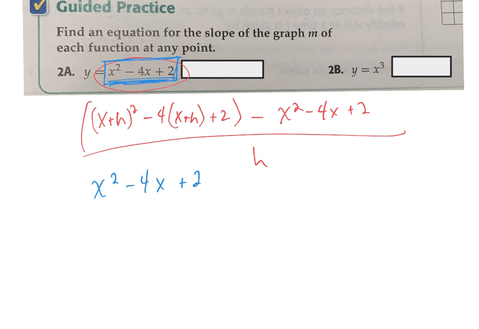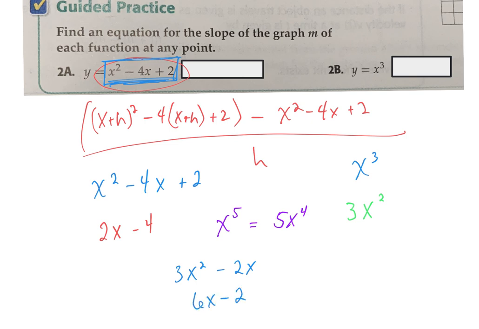I happen to know what this is going to be if I do this whole thing out. It's going to be 2x minus 4. I know that's what it's going to be. Let's look at the next one. X cubed. This is going to be 3x squared. There's a pattern. Let's do another one. X to the 5th is going to be 5x to the 4th. If I did 3x squared minus 2x, it would be 6x minus 2.